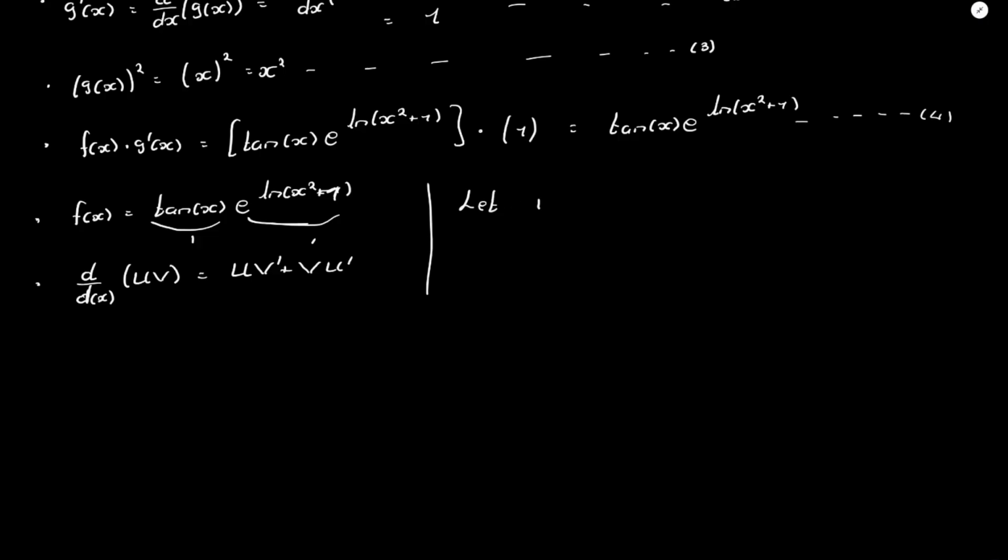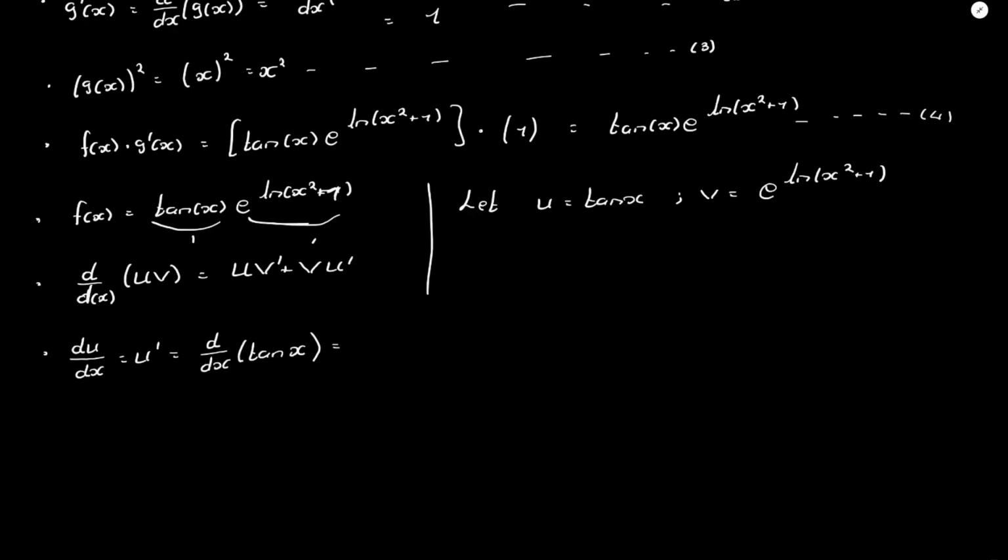So we will let u be equal to the function tan x and v be equal to the function e to the power ln of x squared plus 1. Now let's start with our derivative of u. du on dx, which is equal to u prime, is equal to d on dx of tan x. And recalling from our derivative of trigonometric functions, where we proved the derivative of tan x with respect to x, we notice that this gave us the trigonometric function sec squared x. So I've calculated u prime.